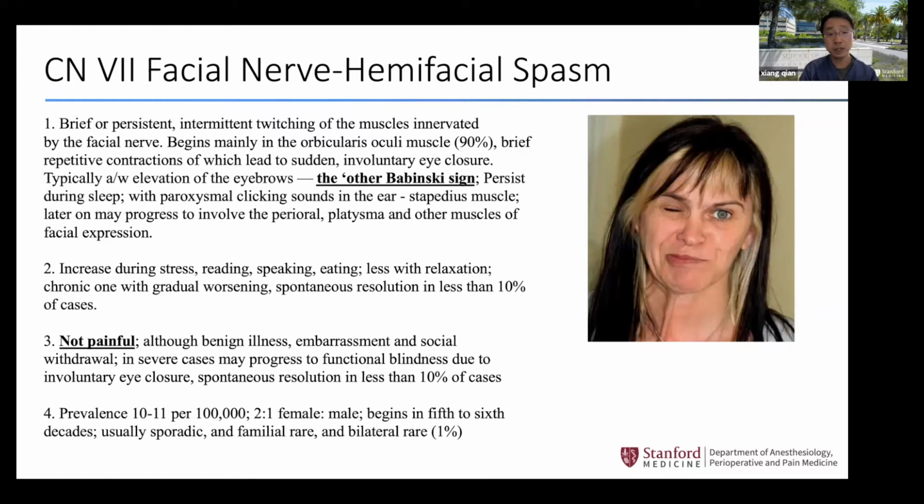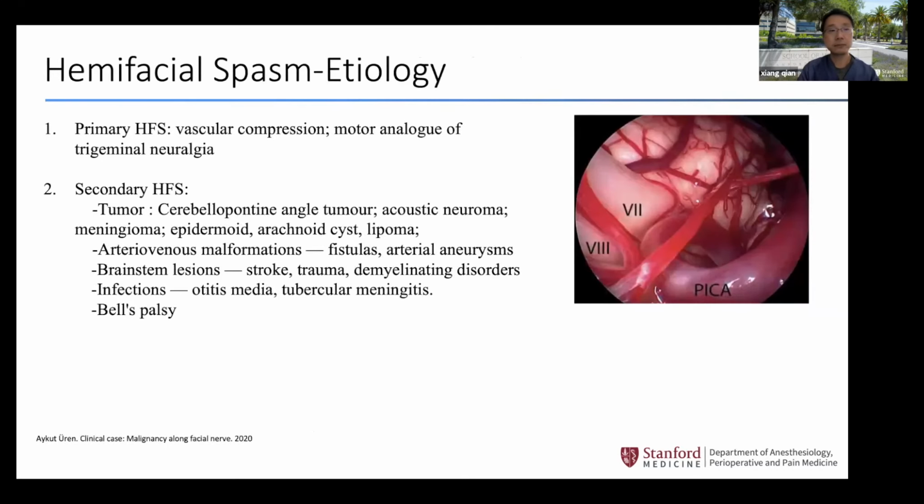The prevalence also is more in the female and begins in the 5th to 6th decades. And bilateral, again, is very rare. So the dominant theory, again, is very similar to the other cranial nerves, trigeminal or glossopharyngeal. We think the vascular compression is the bigger problem.